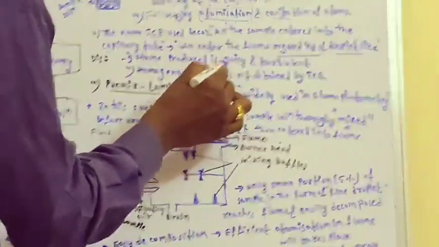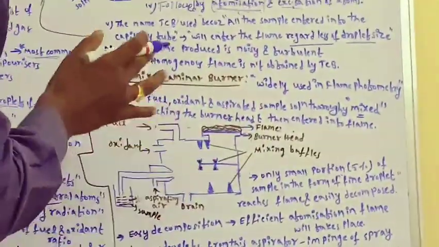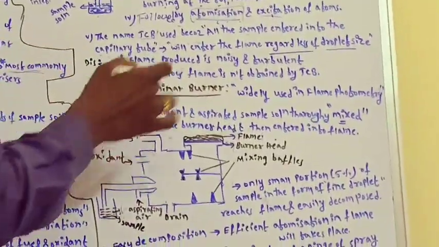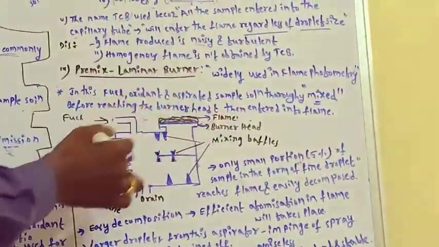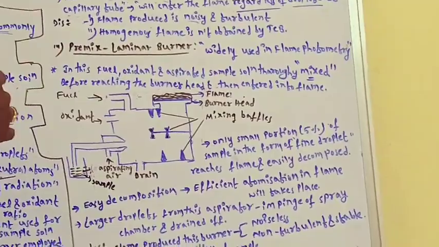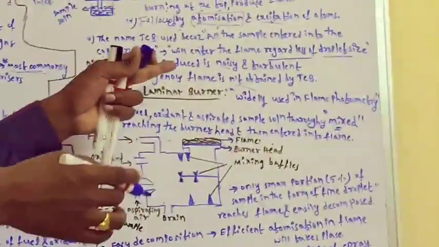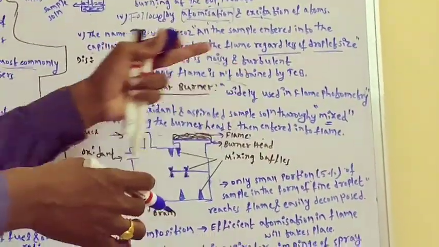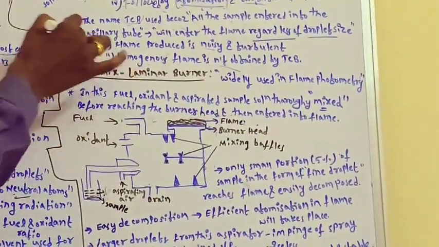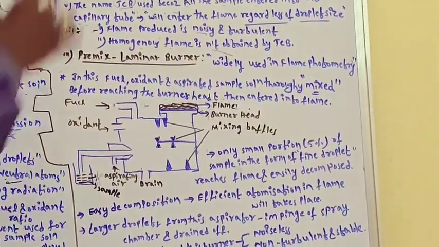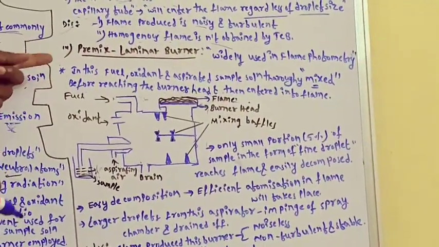Okay, then the disadvantages of the total consumption burner. What are the disadvantages? The flame produced is noisy and turbulent. Whatever flame is produced by the TCB is noisy and turbulent, that is, not uniform. A homogeneous and uniform flame is not obtained by the total consumption burner. These two are the disadvantages of the total consumption burner.